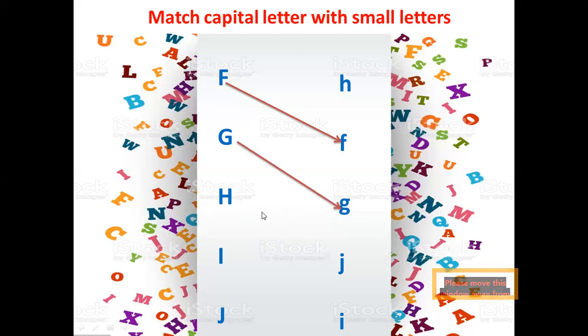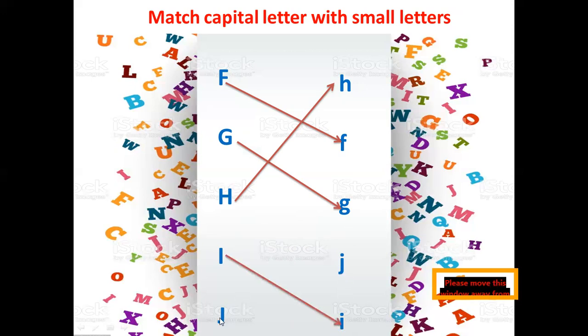Now after G, our next letter is H. So where is the letter H? Here is the letter H. Okay. After H, our next letter is I. Search for the I. These three have already been done, so no need to search for them. The remaining are these two, J, and this one is I.